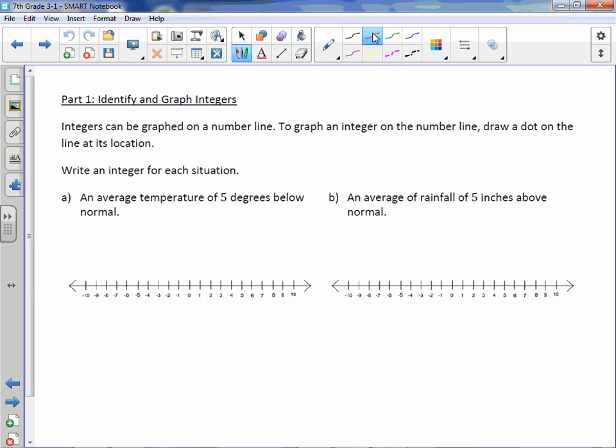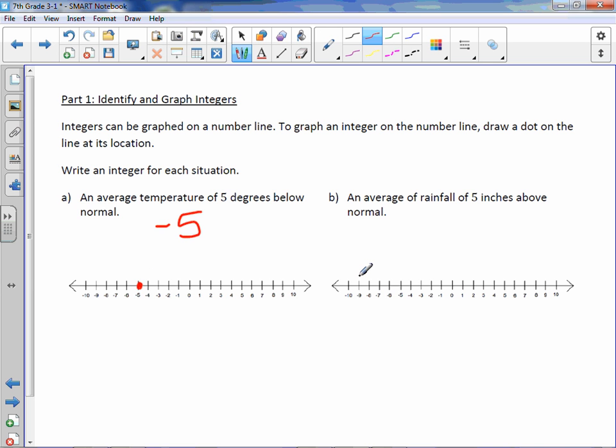Integers can be graphed on a number line. To graph an integer on the number line, draw a dot on the line at its location. Write an integer for each situation. An average temperature of 5 degrees below normal. If it's below normal, that would mean it's a -5. To graph this integer, find -5 on the number line and just draw a point.